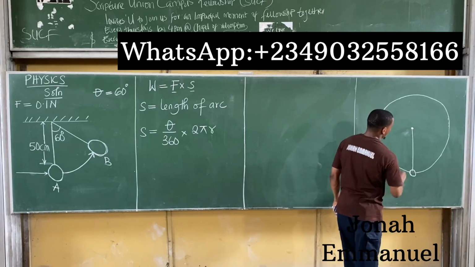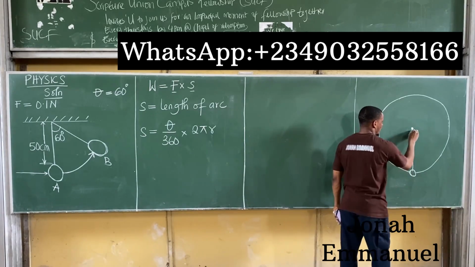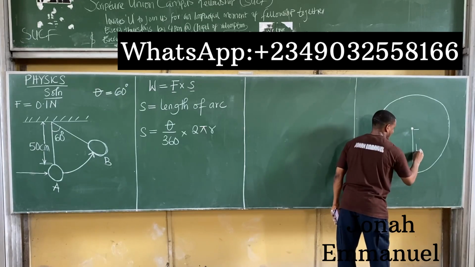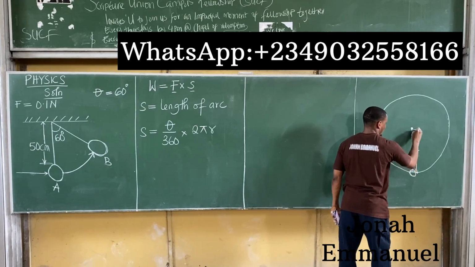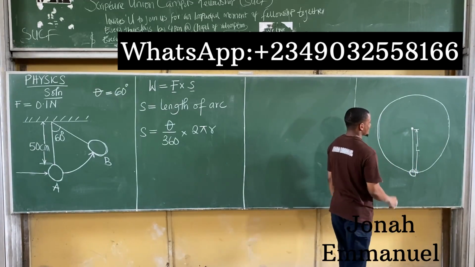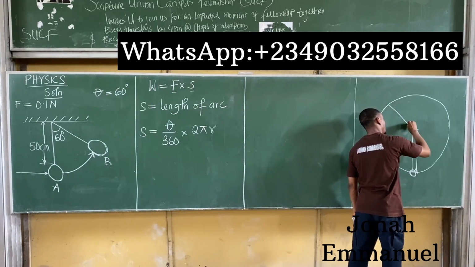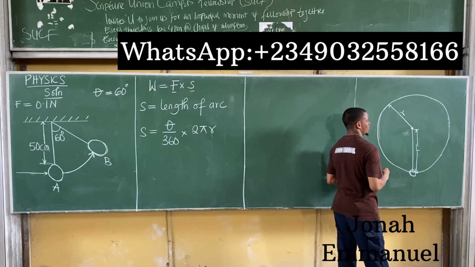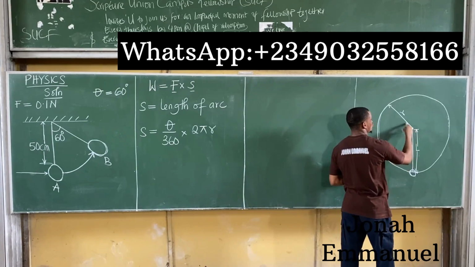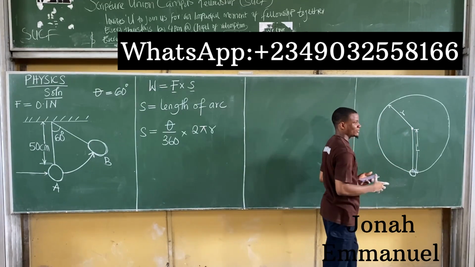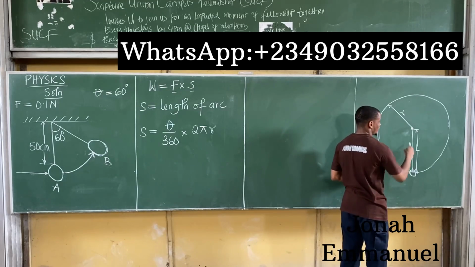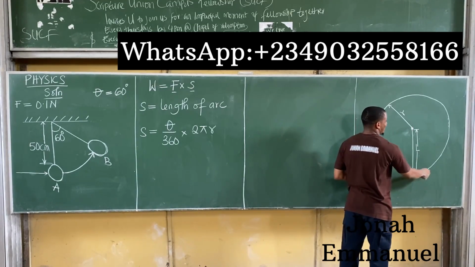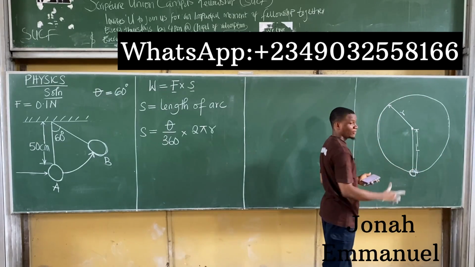So what do you observe? Observe that from here to here represents the length of the string. Now observe that from here to here can also be called the radius of the circle. The radius of the circle is the distance from the center of the circle to any point on the circumference. The distance from here to here, that's the length of the thread, will give you your radius. This is just a board sketch, right?